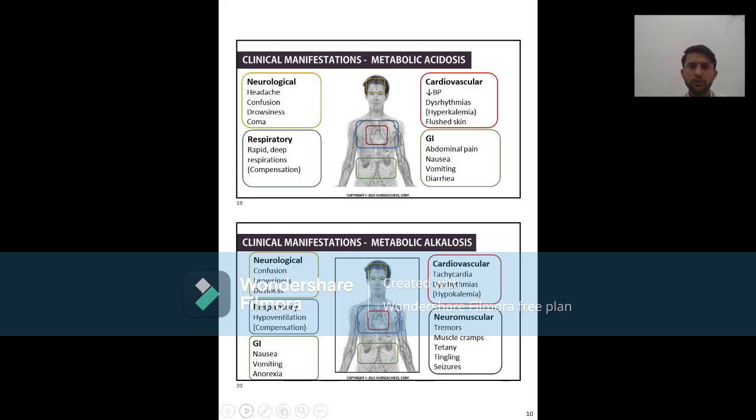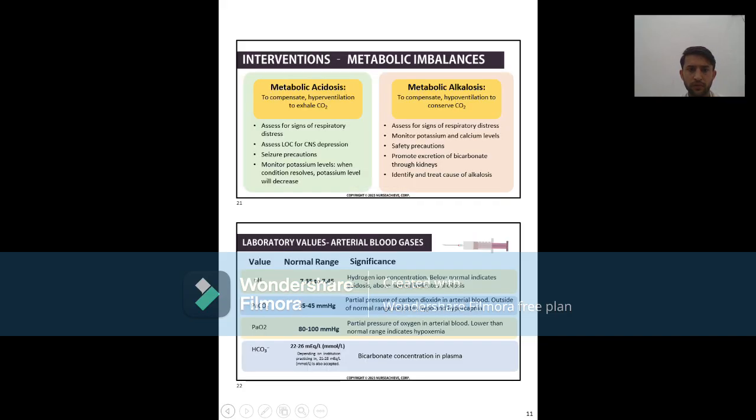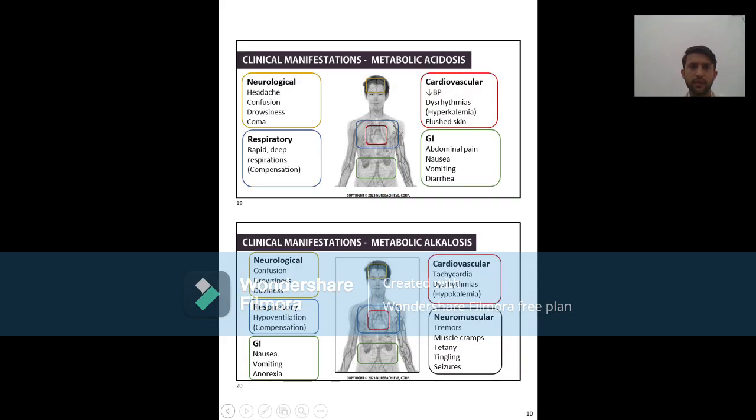We also have some clinical manifestations, like we discussed earlier: neurological, cardiovascular, and so on, in metabolic acidosis. Neurologic conditions such as headache, confusion, drowsiness, and coma are common. Respiratory: rapid, deep respiration as compensation due to the acidic environment. Cardiovascular: decreased BP, dysrhythmia, hyperkalemia, flushed skin. GI: abdominal pain, nausea, vomiting, diarrhea. These are some of the clinical manifestations of metabolic acidosis.